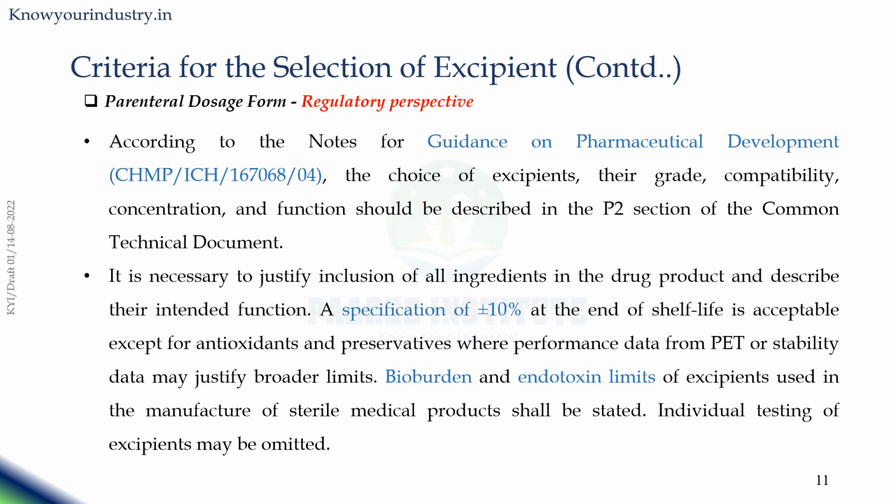It is necessary to justify inclusion of all ingredients in the drug product and describe their intended functions. A specification of plus or minus 10% at the end of shelf life is acceptable, except for antioxidants and preservatives, where performance data from PET or stability data may justify broader limits. Bioburden and endotoxin limits of excipients used in the manufacture of sterile medicinal products shall be stated. Individual testing of excipients may be omitted.